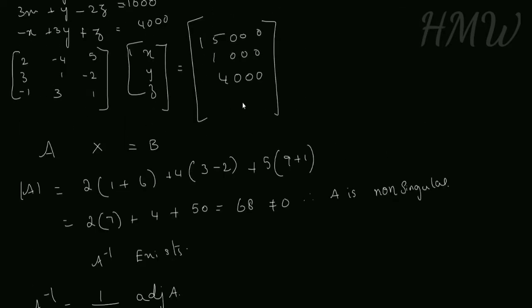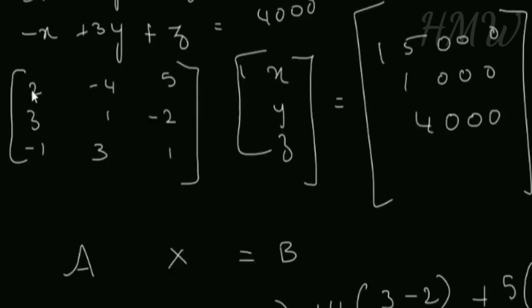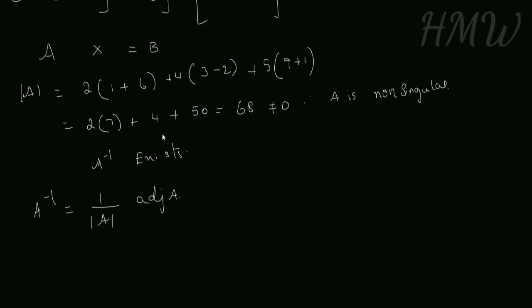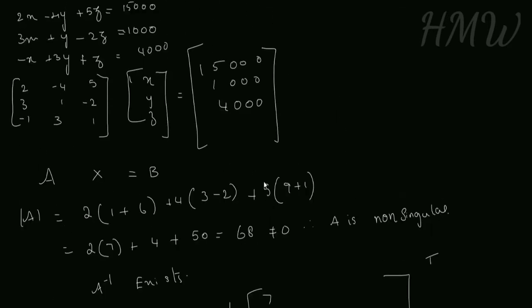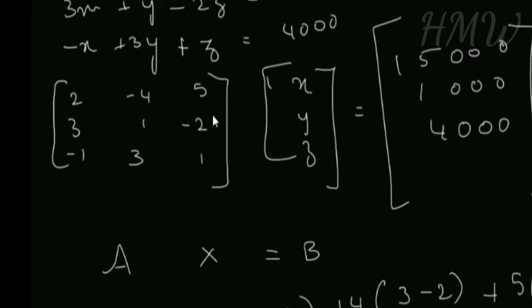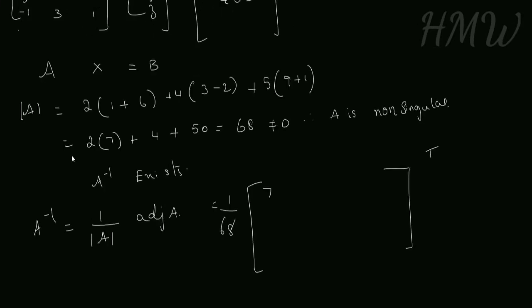So how do you find the adjoint of the matrix A? First row, cut this column. So you'll get 1 plus 6, that is equal to 7. So 1 by determinant of A, you have to find the cofactor matrix and then take the transpose. Determinant of A is 68. So first row it is 7. Now go to the second element, minus 4. The cofactor of minus 4 is 3 minus 2, that is equal to 1. That will become minus 1.